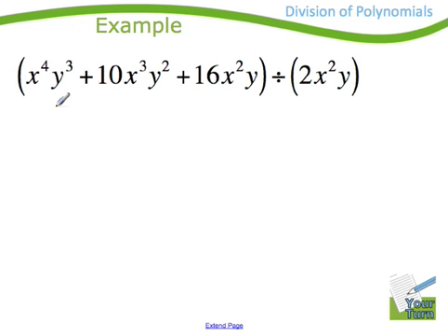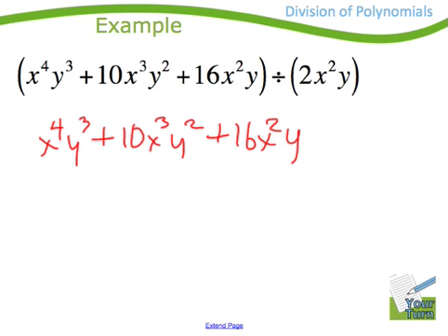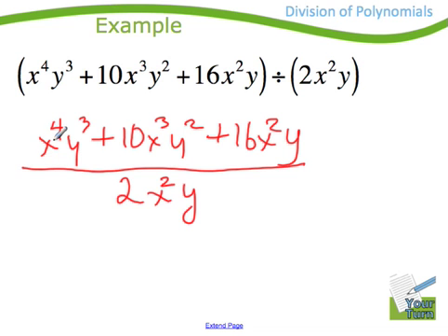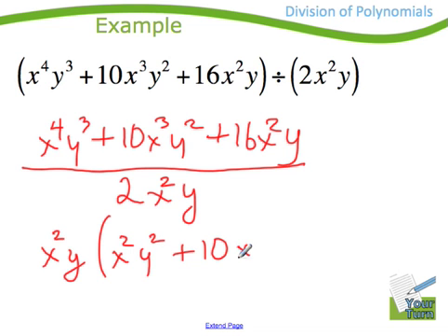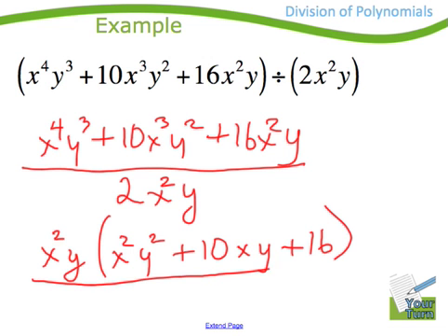Similarly, with this one, I could do the same kind of thing. I've got x to the fourth y cubed plus 10x cubed y squared plus 16x squared y all divided by 2x squared y. Look to see if you can factor something on the top. It looks like I can factor an x squared and a y out, leaving me with x squared y squared plus 10xy plus 16 all over 2x squared y.